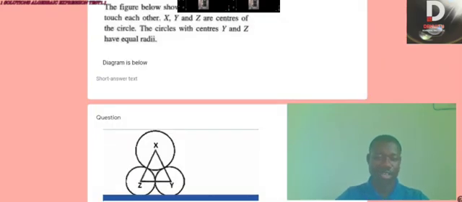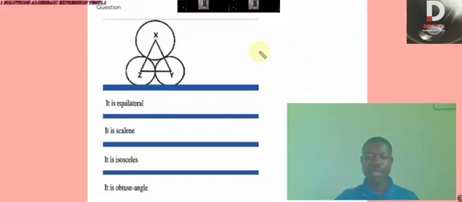Very good. In this question, it said, in the diagram below, right? The figure below shows 3 circles which touch each other. X, Y, and Z are centers of the circle. The circle with the center Y and Z are equal radii. If he doesn't even tell you that they have equal radii, you should. Good. So he told you they have equal radii, and it's true, even by observation.